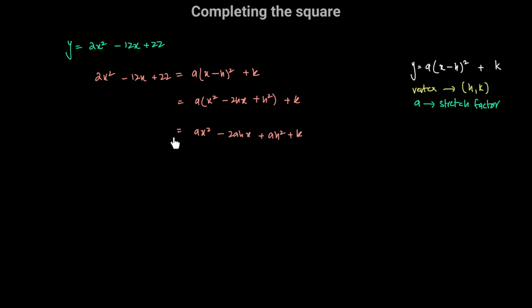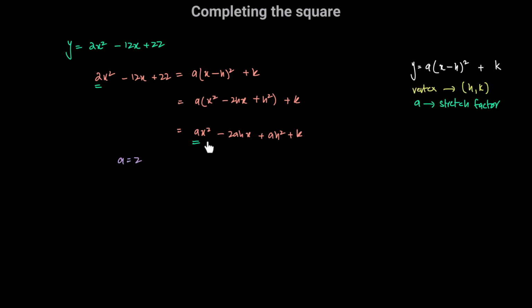Now obviously, since this is an equality, the left hand side is equal to the right hand side. For the left hand side to be equivalent to the right hand side, the coefficients of x squared have to be the same on both sides, which means the coefficient on the left hand side is 2. On the right hand side, a is the coefficient of x squared. So what that means is that a is equal to 2.